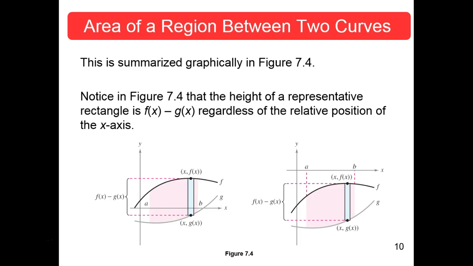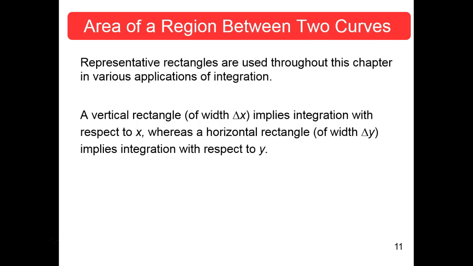That is top of page 445. Representative rectangles are used throughout this chapter in various applications of integration. A vertical rectangle, where the width is delta x, implies integration with respect to x. Whereas a horizontal rectangle, whose width is delta y, implies that you're integrating with respect to y. The integrals work just as well. You usually have to have your function over here as a function of y, and the function over here as a function of y in order for your variable to be dy.